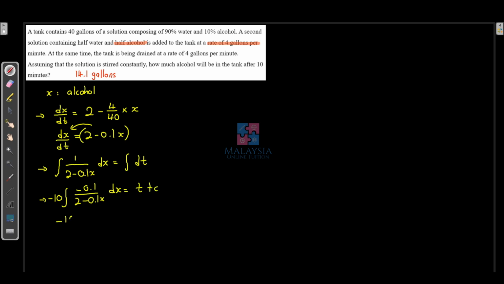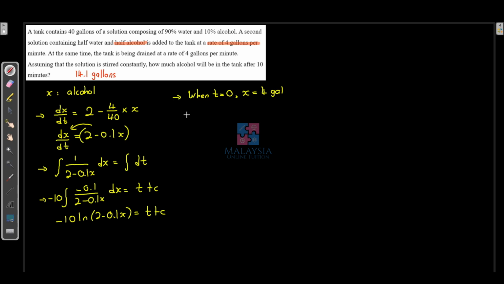So this is going to be negative 10 ln of 2 minus 0.1x equals t plus c. Okay, done. So now we can see how much alcohol will be in the tank after 10 minutes. We don't know that. But what we know is when t equals 0, meaning initially, how much alcohol do we have? 10% of the 40 gallons. But we can just say when t equals 0, what is our x? 4 gallons.